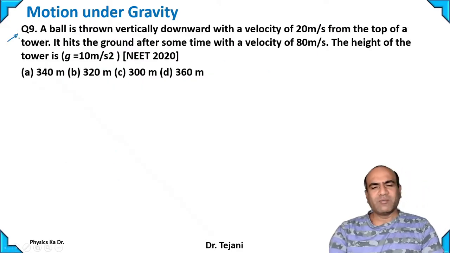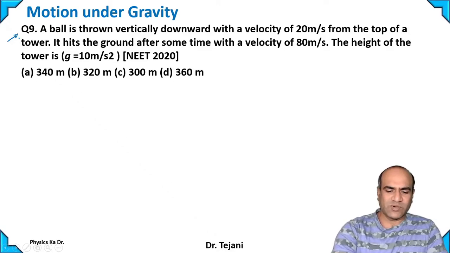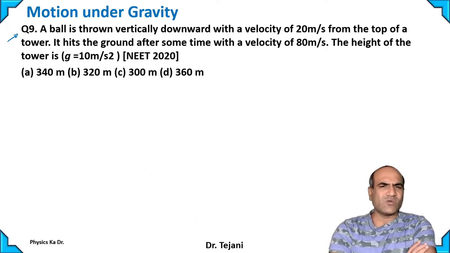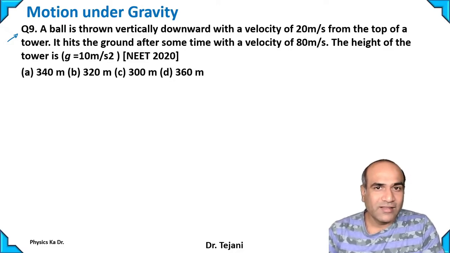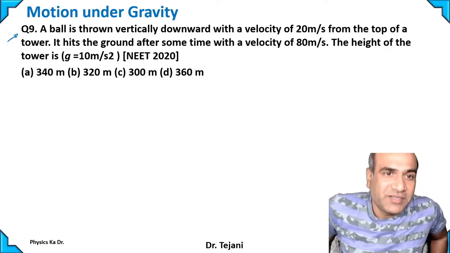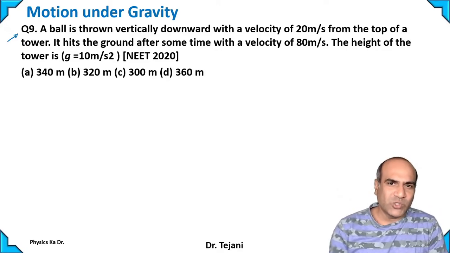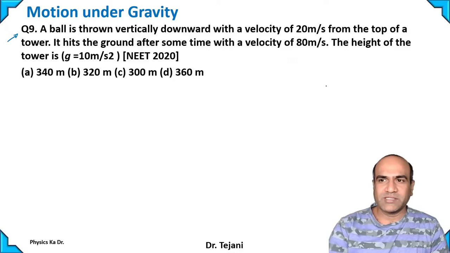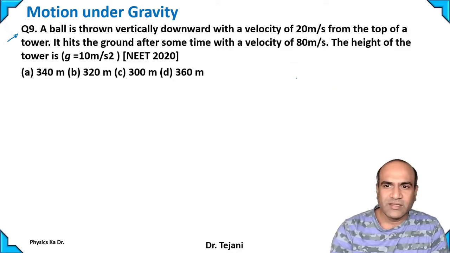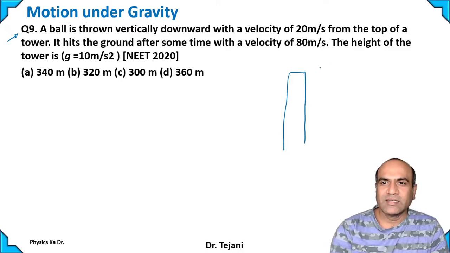Let's have question number 9, and that is from NEET 2020. We love questions from the NEET, so we can have a feel of taking the examination. What is mentioned? A ball is thrown vertically downward with a velocity 20 meter per second from the top of the tower. Similar question. We already solved this kind of question.